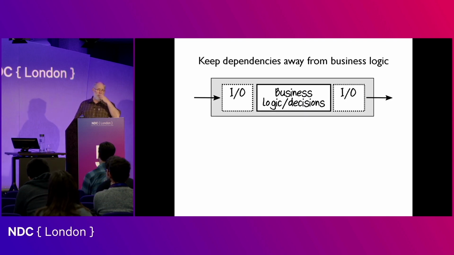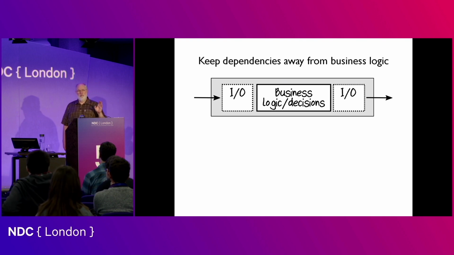So what does it mean to reject dependencies? Obviously, you do need to have dependencies. You have to have some sort of I/O, but you keep it away from your business logic, okay? So rather than mixing your I/O with your logic, you keep them separate. Keep your I/O at the edges, sometimes called functional core, imperative shell.